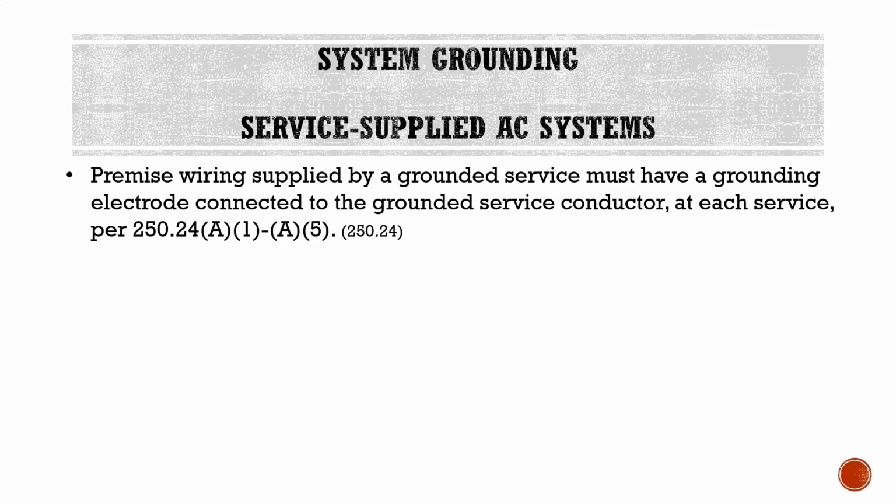So to break this down, if we have premise wiring that is supplied by a grounded service, so the service from the utility is grounded, we have to install a grounding electrode and connect it to the grounded service conductor at each service, and it has to meet the requirements of 250.24 A1 through A5.